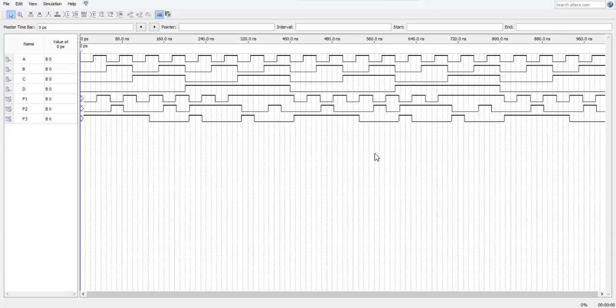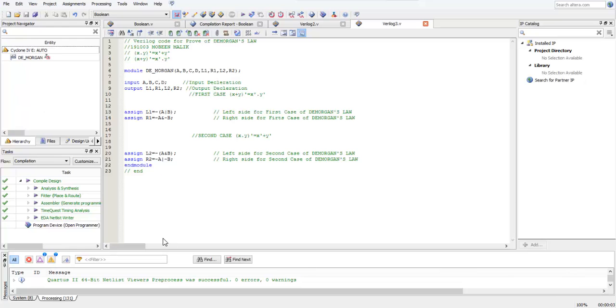So for the next code and circuit, we will be verifying De Morgan's laws. Now for De Morgan's laws, these are the four inputs that we have. L1 and R1 are the left and right hand side of the first equation, and L2 and R2 are the left and right hand side of the second equation. The code is pretty simple and self-explanatory.